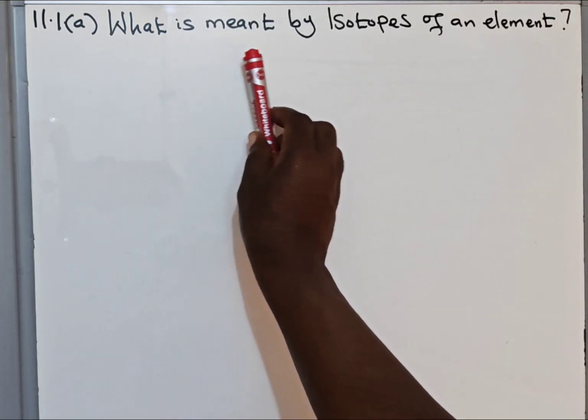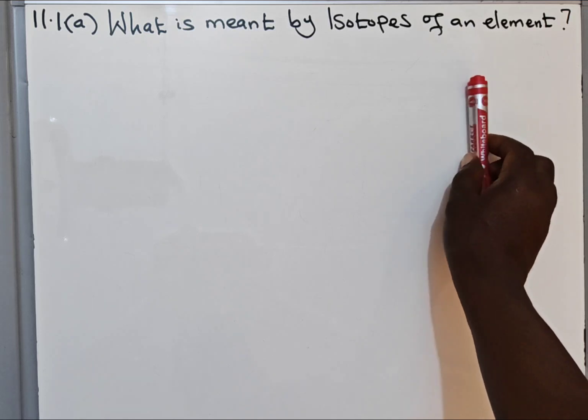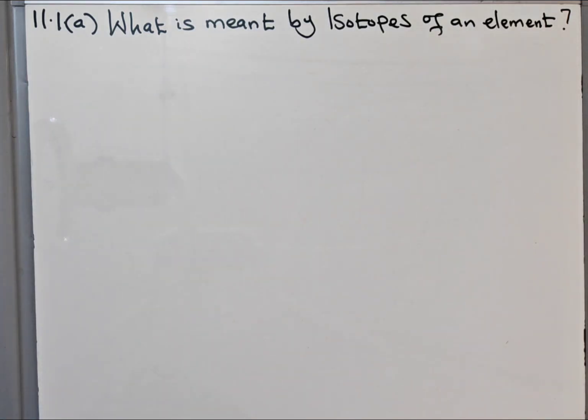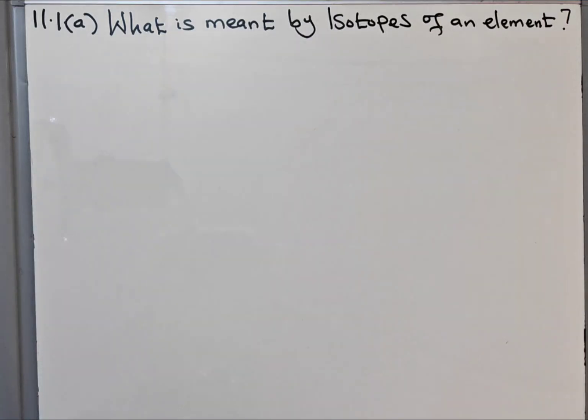Today we are looking at this Grade 10 question. What is meant by isotopes of an element? Isotopes are atoms with the same atomic number but different atomic mass number. By virtue of having the same atomic number, they belong to the same element, because what classifies an element is the atomic number.